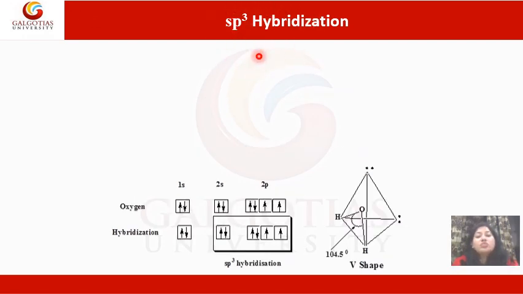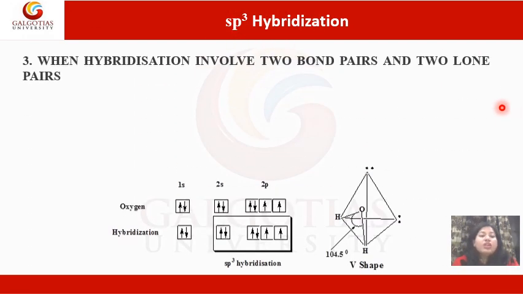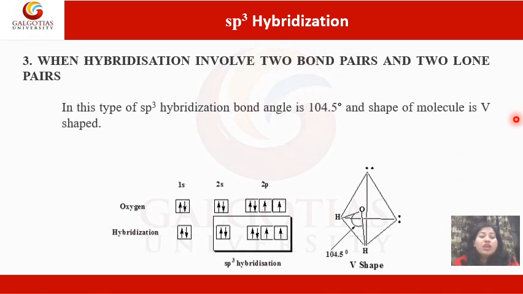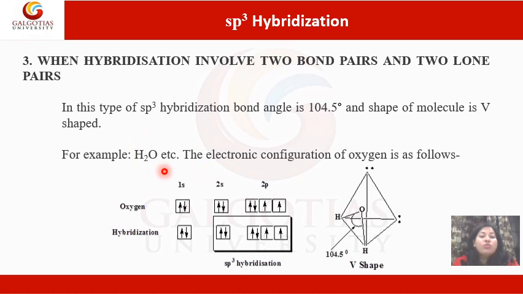The next condition of sp3 hybridization is when the hybridization involves 2 bond pairs and 2 lone pairs. In this type of sp3 hybridization, the bond angle is 104.5 degrees and the shape of the molecule is V-shaped. For example, water. The electronic configuration of oxygen is 1s2, 2s2 and 2p4. So, in this hybridization, one 2s orbital and 2p orbitals are combined, and they form sp3 hybridization.